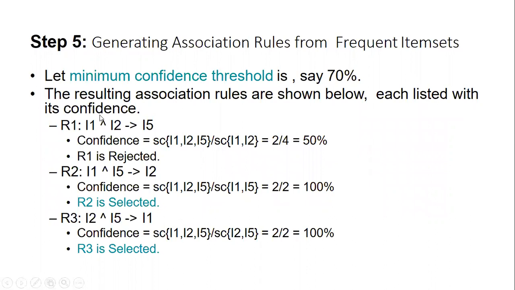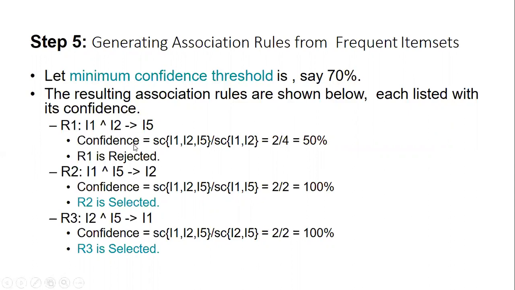So how to find the rules? Let us say rule 1: I1, I2. If the customer purchases I1 and I2, he may also purchase I5. So we will consider the confidence. What is the formula of confidence? Support of I1, I2, I5 divided by support of I1, I2.